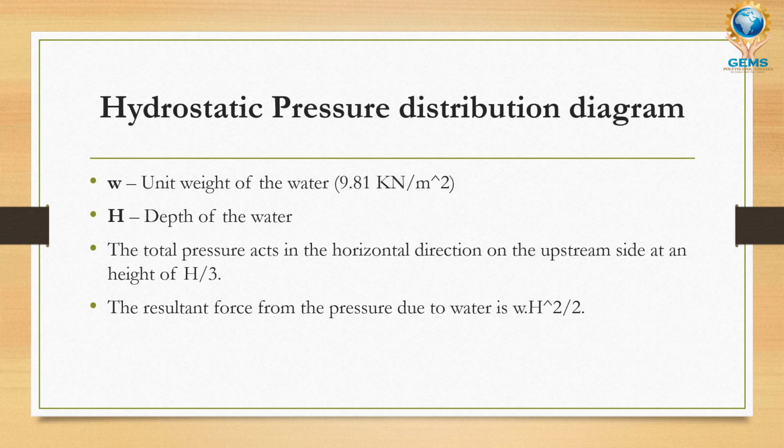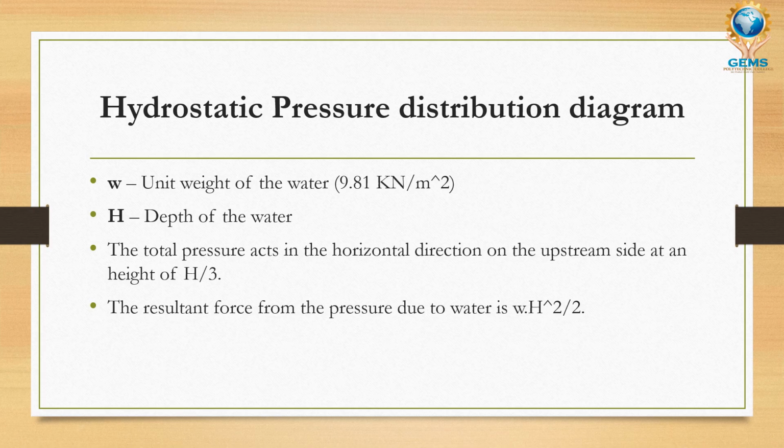If the intensity increases to a height of H by 3, then the pressure P1 is equal to W into H squared by 2. When the intensity is 0, the pressure is WH. When the intensity increases to a height of H by 3, then P1 is equal to WH squared divided by 2. Understand the concept.